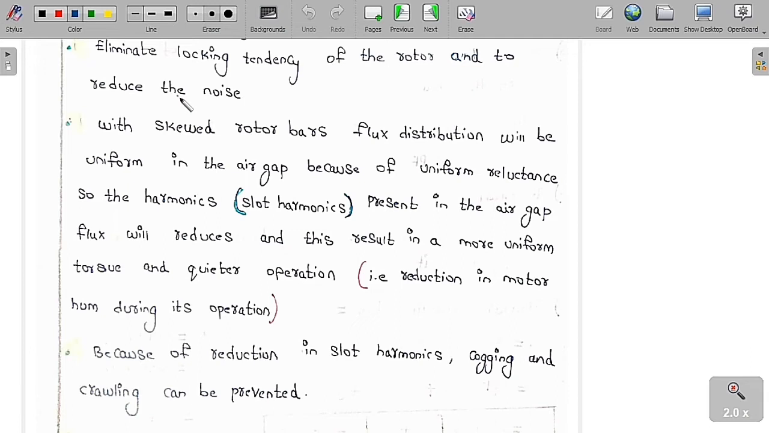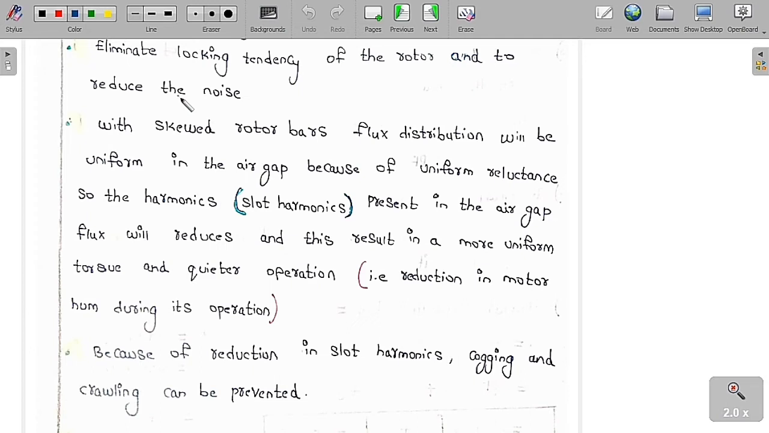If you do the skewing, the flux becomes purely sinusoidal, or simply we can say we are going to reduce the harmonics in the fluxes. Whenever you reduce the harmonics in the fluxes, we are going to get a uniform torque-speed curve and a very quiet operation. Also cogging and crawling can be prevented, because cogging means the locking tendency, and crawling means running at very slow speed. This we can remove with the help of skewing of the rotor bars of the squirrel cage induction motor.